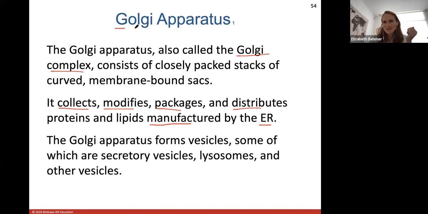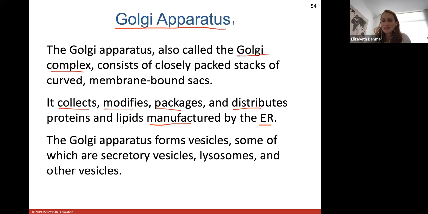The Golgi apparatus is like an Amazon distribution center. It will collect items, modify them, package them, and distribute them out. Also think of the Golgi apparatus like a post office. It will take all the packages and then distribute or send them out where they should go.